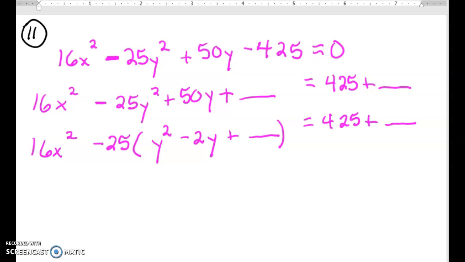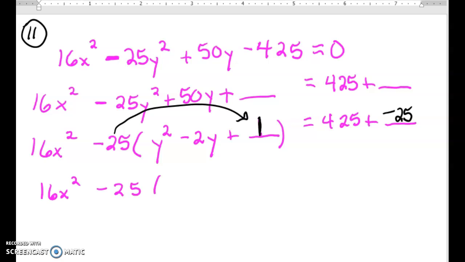To fill the blank, we take half of our b term and then square it. Half of negative 2 is negative 1. Negative 1 squared is 1. So we add 1, and I always say, but did I really just add 1? No, I really added negative 25 because everything inside parentheses is being multiplied by negative 25. So now I've got 16x squared minus 25 times the quantity, y minus 1, it's always half of b, squared, equals 400.